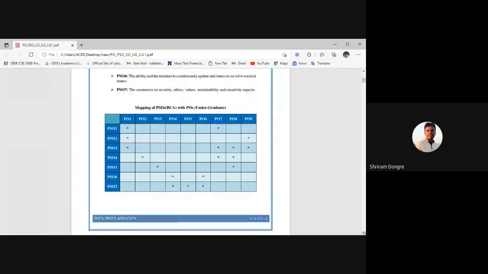Yes, sir. So when I'm mapping with these things, this is an entire set of parameters: PO1 to PO9 and PSO1 to PSO7. This may or may not apply to a BCA student. This PSO is especially for BCA students. All 7 guidelines of PSO, program specific outcome, should be there for BCA students. But the PO for the graduates, the 9-pointer, may or may not be applicable in totality with a BCA student.